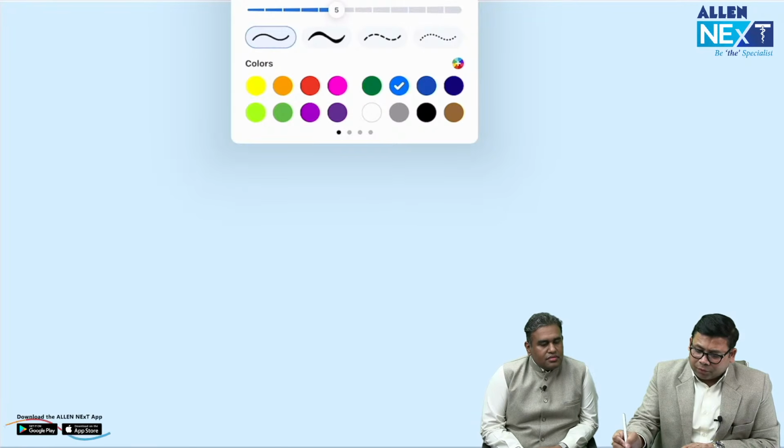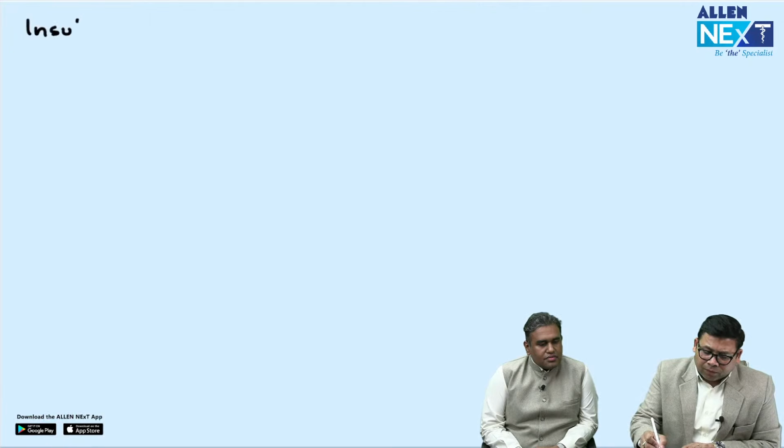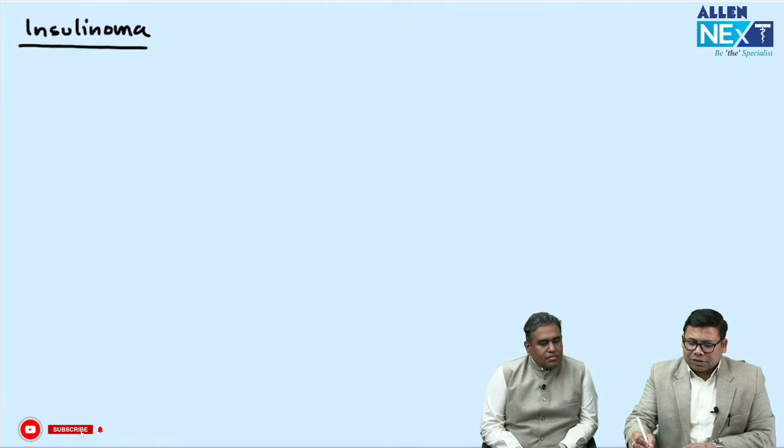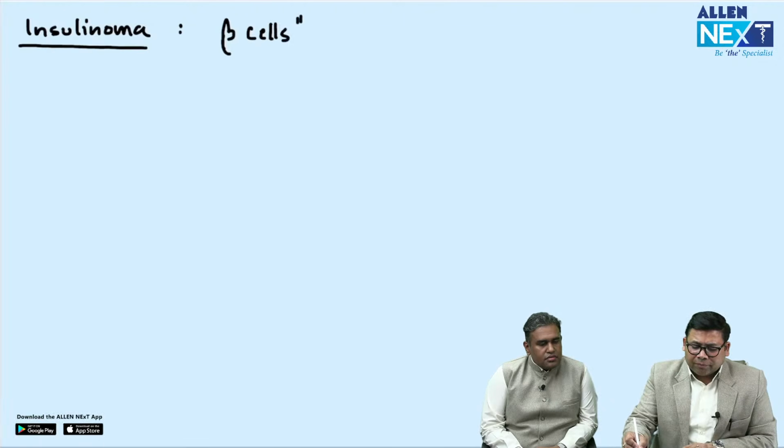Now let us discuss something about insulinoma. So when we are talking about insulinoma, one very important thing is, what is insulinoma? This is a neuroendocrine tumor of the pancreas. And what cells of the pancreas are involved? Answer is beta cells. It's a tumor of beta cells.